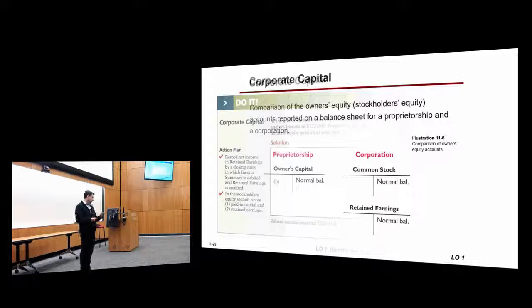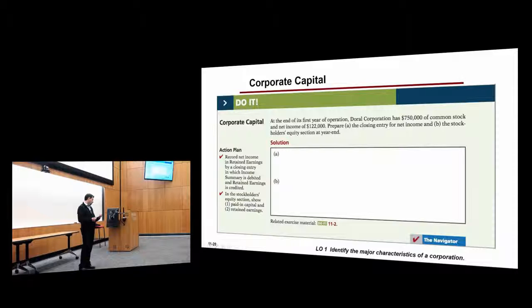So at the end of its first year of operation, Doral Corporation has 750,000 of common stock and net income of 122,000. We need to prepare the closing entry. Do you remember when we had the closing entry to close net income to retained earnings at the end of the year? You guys remember that or no? How do we close net income to retained earnings? Yes.